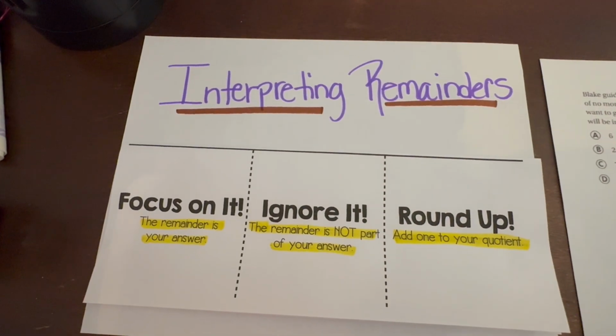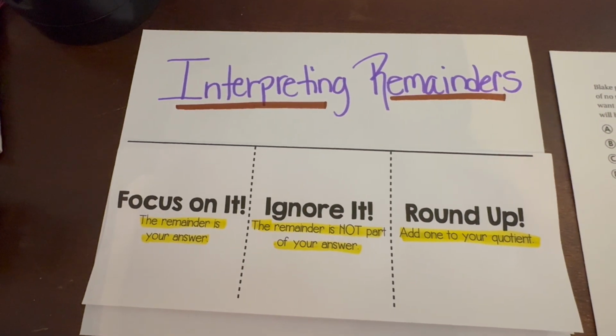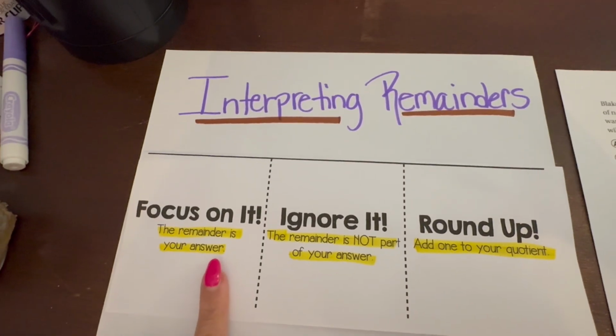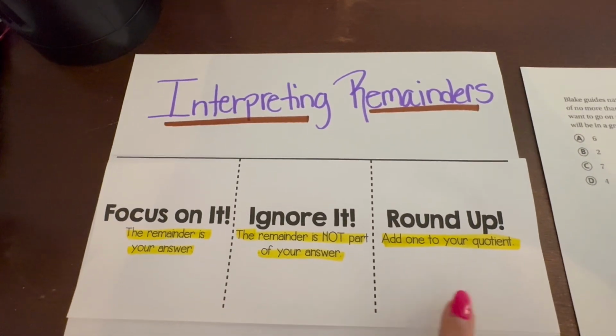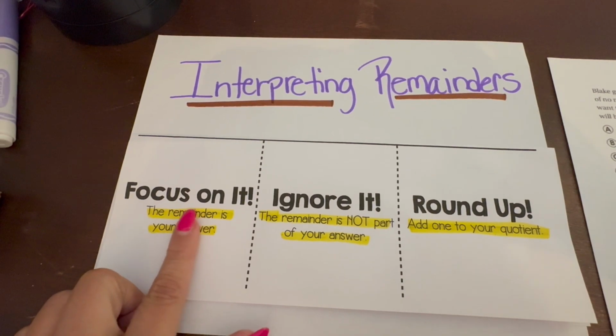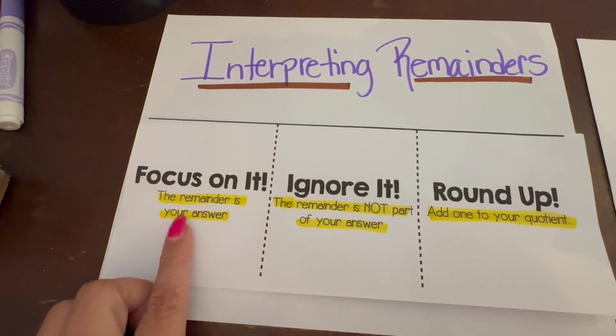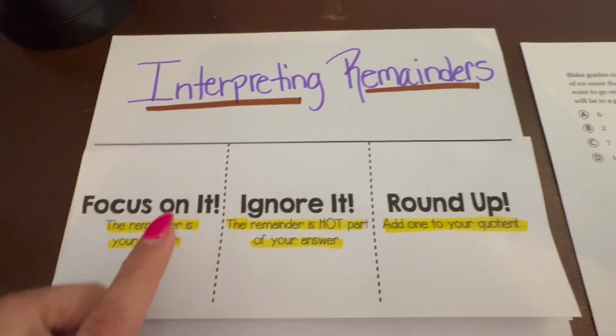We're going to be looking at interpreting remainders. I'm going to have 3 different videos to show the 3 types that we learned in class: focus on it, ignore it, and round up. In this video, we're going to be focusing on the remainder. And we focus on the remainder when the remainder is your answer. And so we're going to be looking at this example.